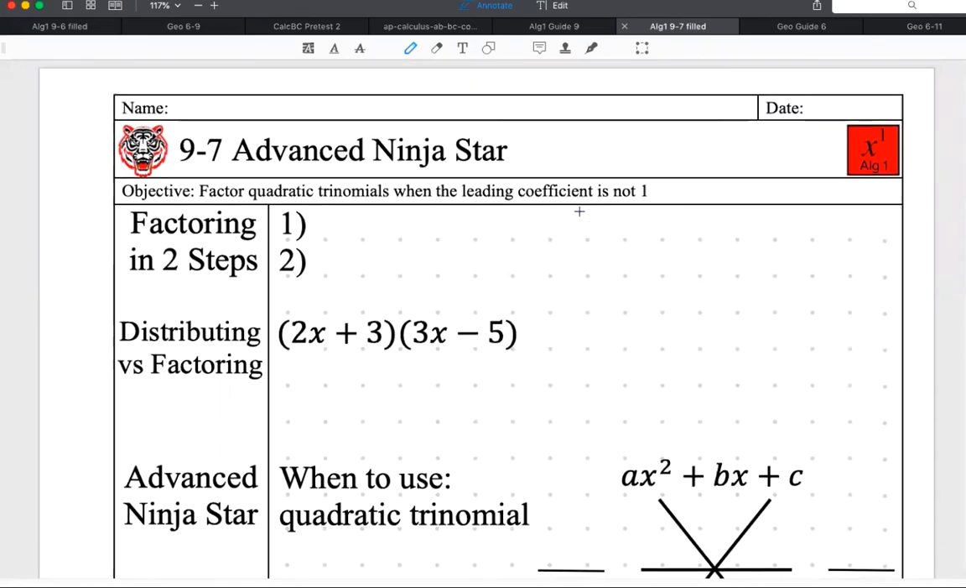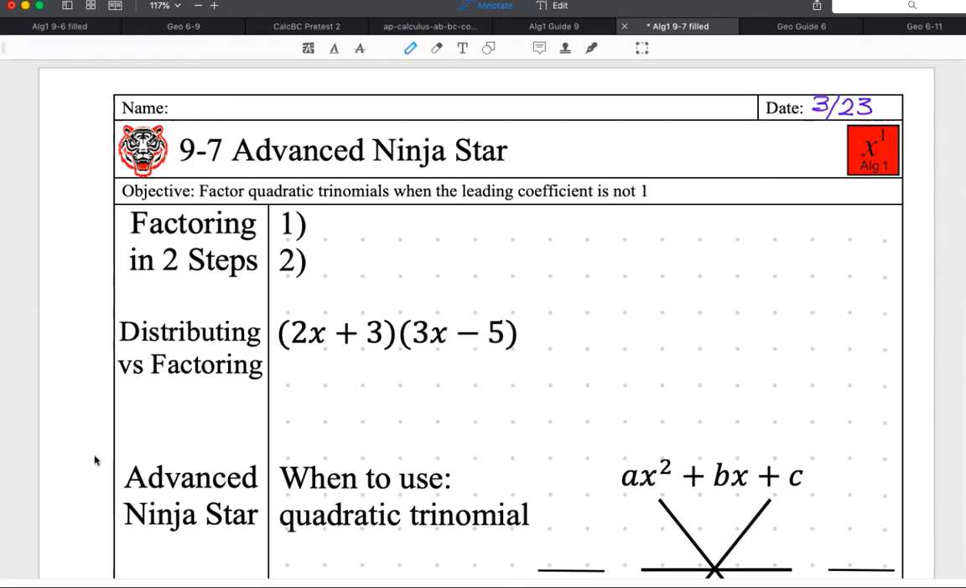All right, so this is Algebra 1, lesson 9-7. We're doing the Advanced Ninja Star today. Today's date is Monday, March 23rd, 2020. Another Zoom lesson with a quiet raised hand.